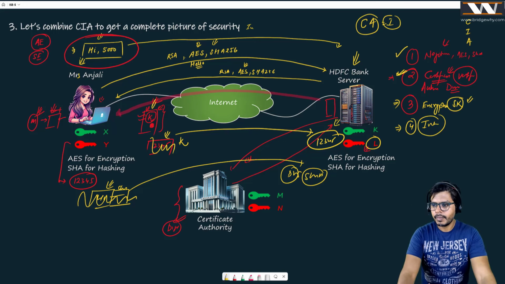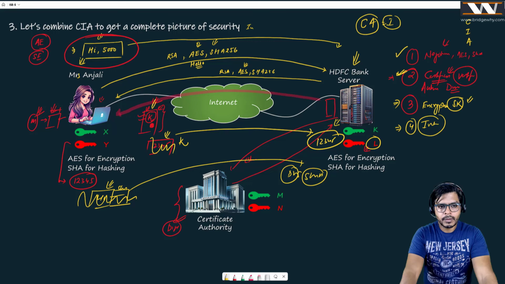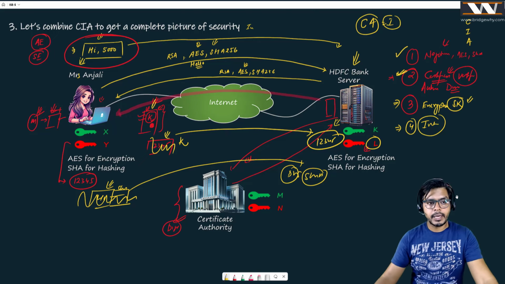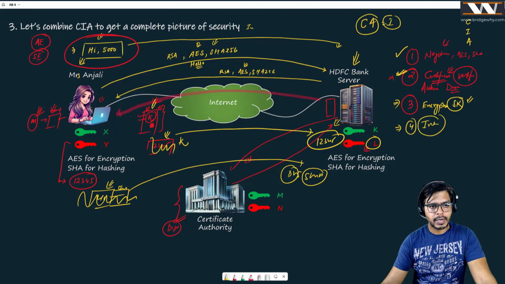Question, when we say Mrs. Anjali is using AES or the hash algorithm, where are these values defined? Are they also in the user browser or the operating system? Where are all these values defined which should be used? Yeah, this is defined in SSL protocol itself, which we haven't discussed.